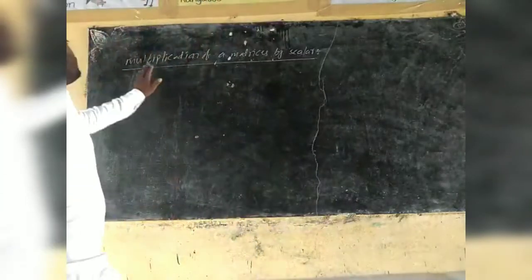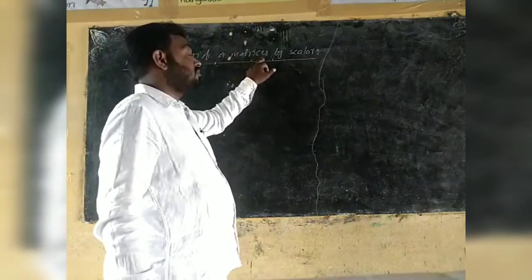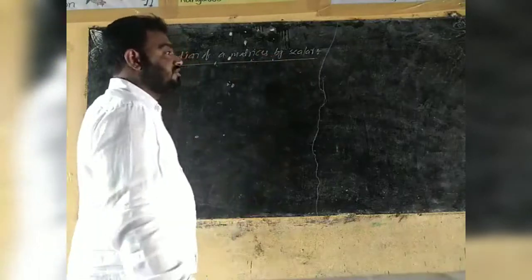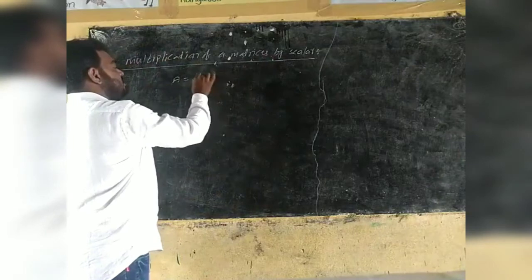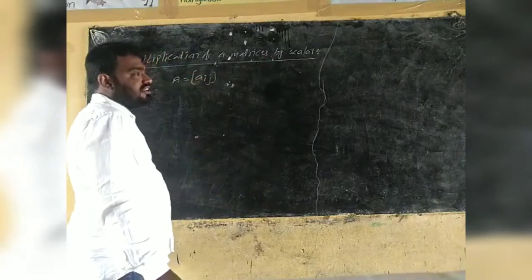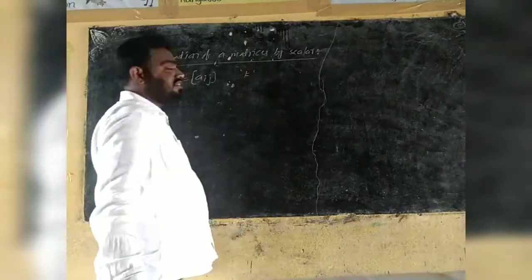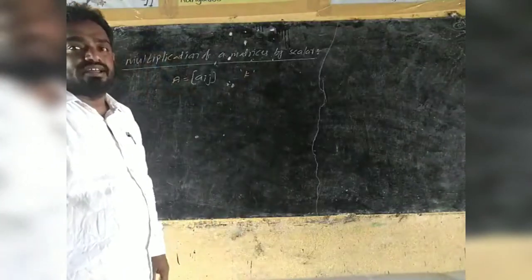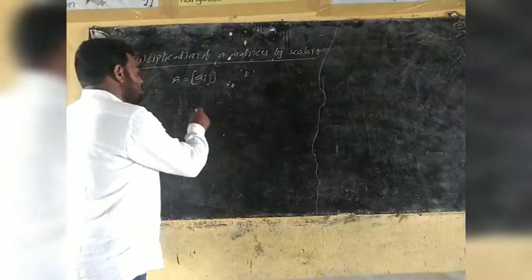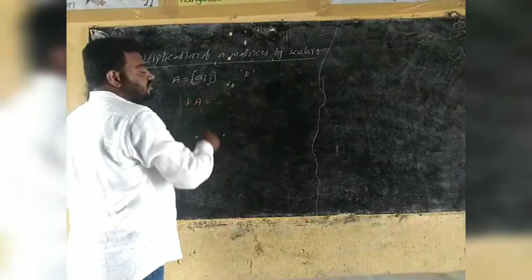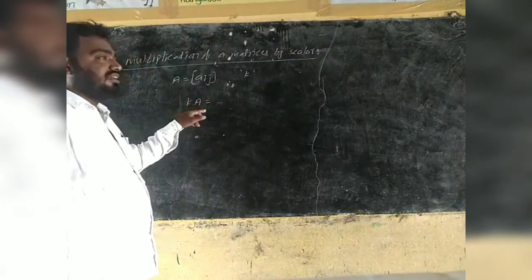Next, multiplication of a matrix by a scalar. You see, A equals Aij is any matrix, and k is any scalar. That means any constant. K is any scalar. The scalar multiplication of a matrix A is denoted by kA.